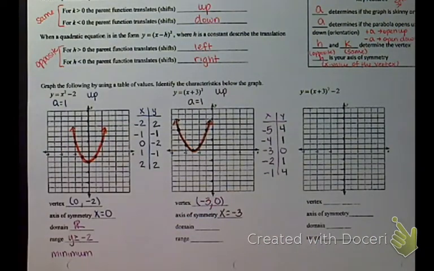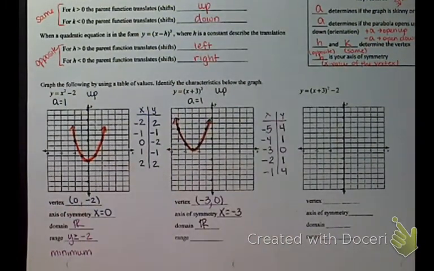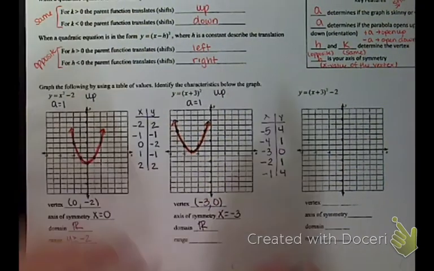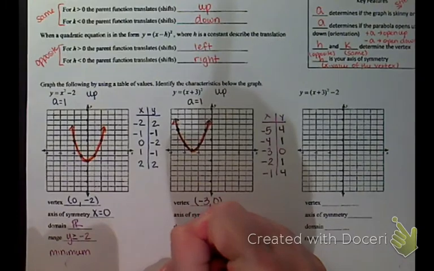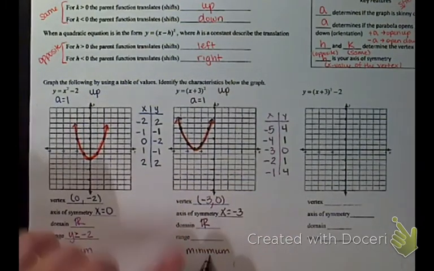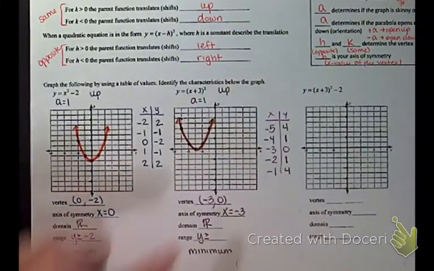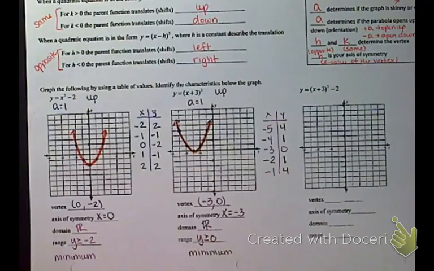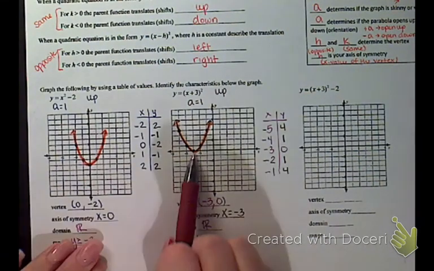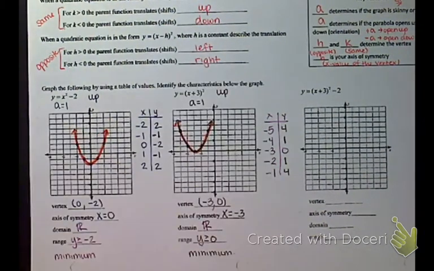The domain for all of these functions is going to be all real numbers. The range, okay, so again, we have a low point, so I have a minimum. And based off the fact that it's a minimum, everything increases, so y is greater than or equal to the y value of my vertex. That's the lowest point I can go, right? That's the lowest I go on my graph, at 0. Everything else is larger than that.